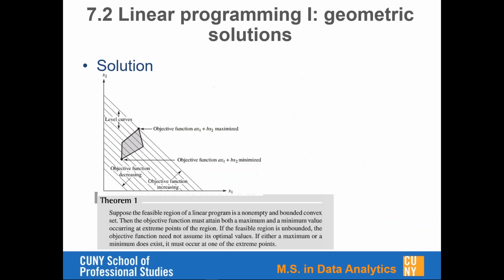So let's go to the next page. Here we show all the level curves of the objective function, and if you are trying to maximize, the solution would be here in this example, and if you want to minimize, the solution should be there, because in this direction the objective function is decreasing, and in that direction the objective function is increasing. Okay, any questions?